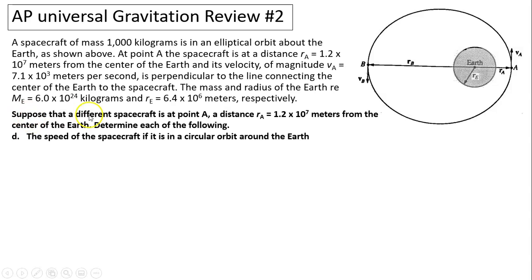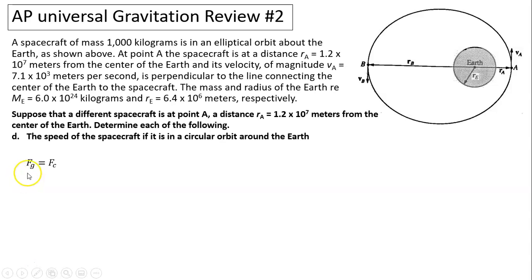Next question. Suppose that a different spacecraft is at point A, a distance RA from the center of the Earth. Determine each of the following. Now it's not this spacecraft, it's a different spacecraft. What is that spacecraft's speed if it is in a circular orbit instead of elliptical? If it's moving in a circle like this, what would be its speed? Remember, to find its speed, you'll have to derive it.